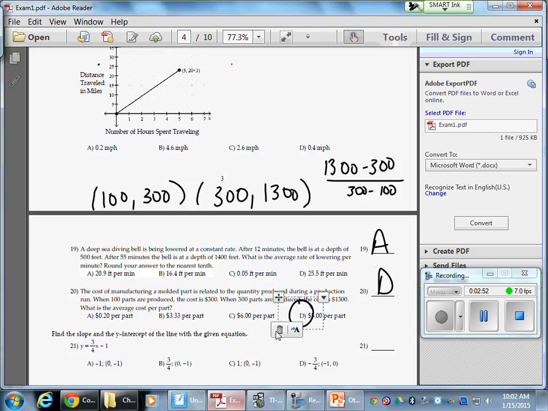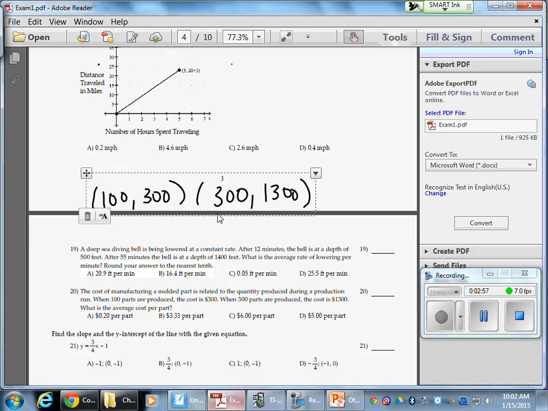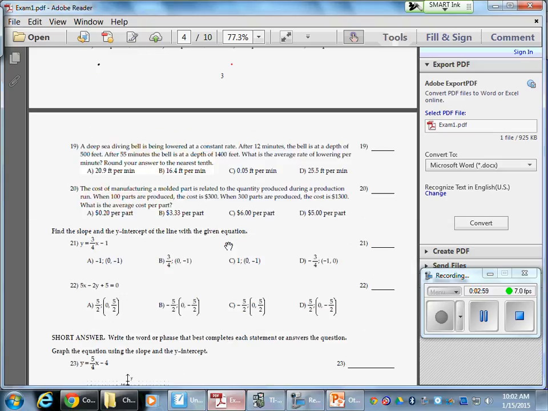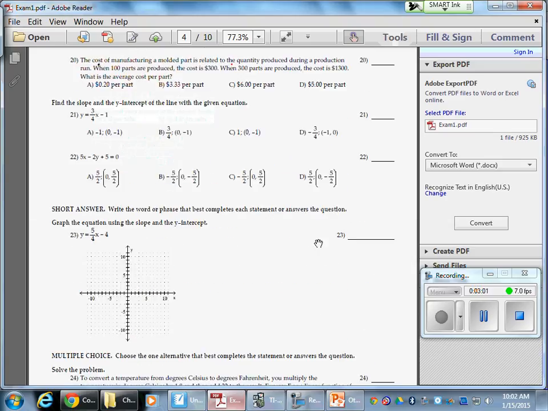All right, now to some linear equations. Scroll down. All right, 21, 22. Find the slope and the y-intercept of the line with a given equation. Well, in 21, it's already in slope-intercept form. So the slope is the coefficient of the x. So the slope is 3/4. There's only really one answer, but let me make sure. The slope is 3/4. The y-intercept is what's here. It's 0, -1. So my answer to 21 is B.